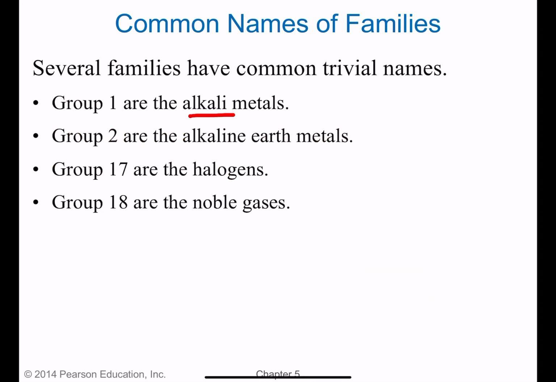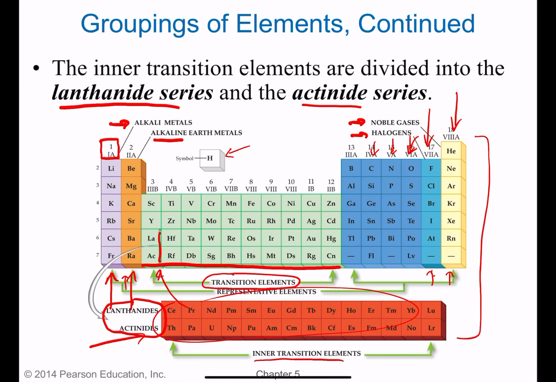So again, these 4 names, alkali, alkaline earth, halogens, and noble gases. So we say 1, 2, 17, and 18 because you have basically the first, the second, and then the last 2, 17 and 18. You will want to make sure you have those memorized because those names, even outside of this course, are used quite frequently.